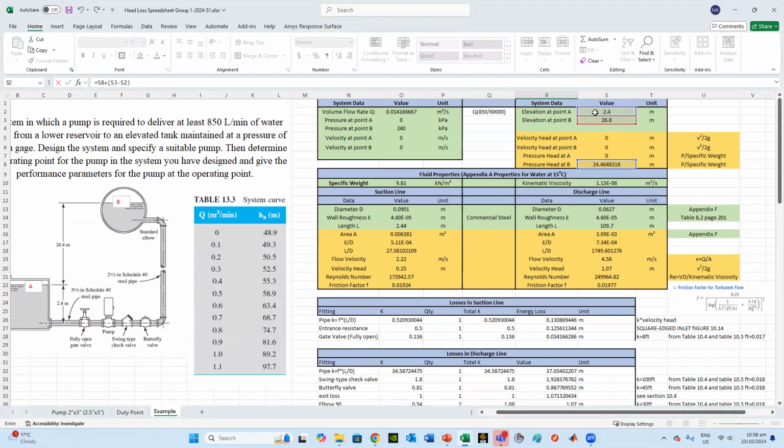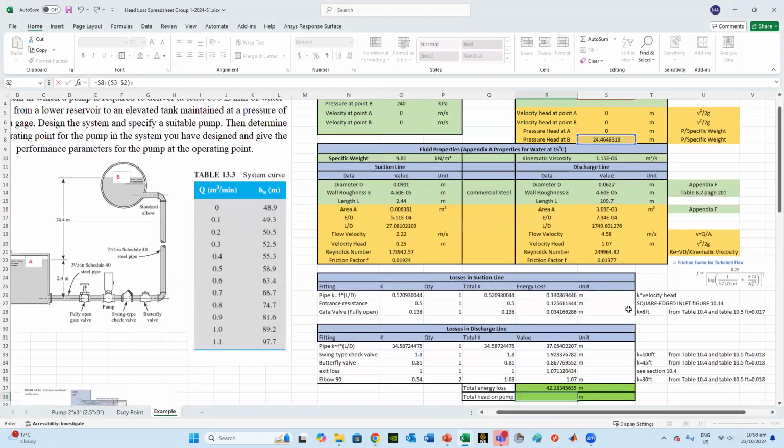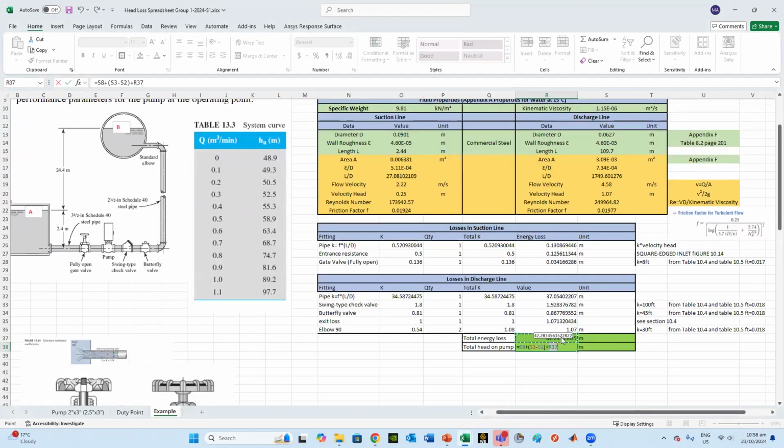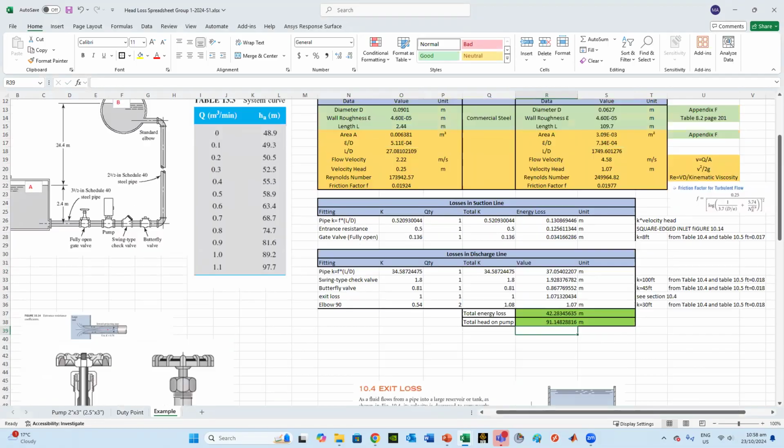So that is the delta Z, the elevation, which is represent 24.4, plus the last thing we did calculate, which is the total energy loss. So technically, total head required on the pump is about 91.14 meters. What is required to do that? By the way, if you don't make these significant figures, you may get an answer about 90 point something. So it's all by rounding numbers and stuff like that.